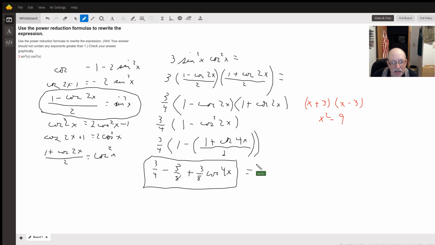So my real answer would have been 3/8 plus 3/8 cosine of 4x. I think that one's right now. Took 3/4 times 1. This had been 1/2. Forgot a sign. This would be minus. Minus. There we go. That's more better. So that's what it should look like.